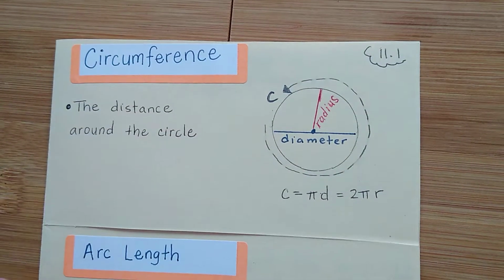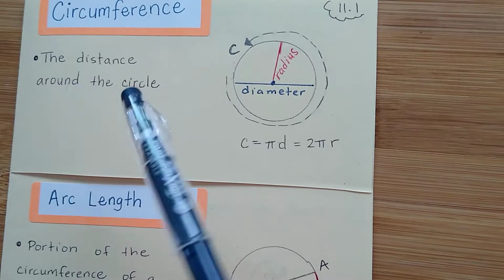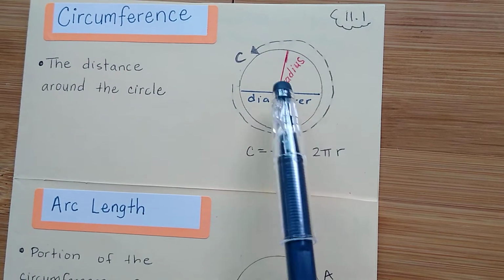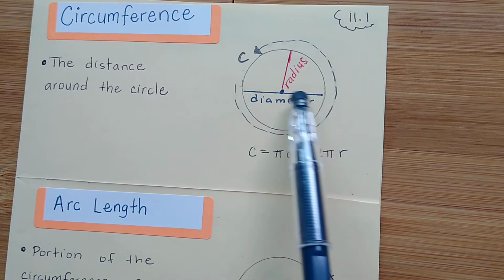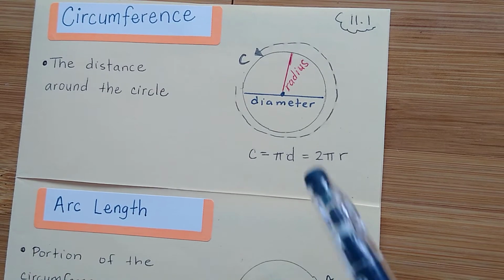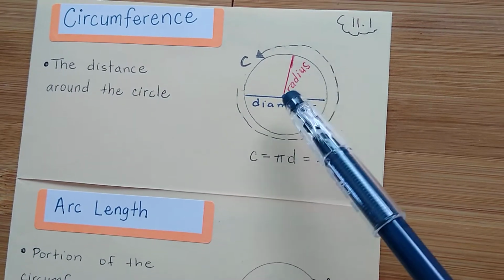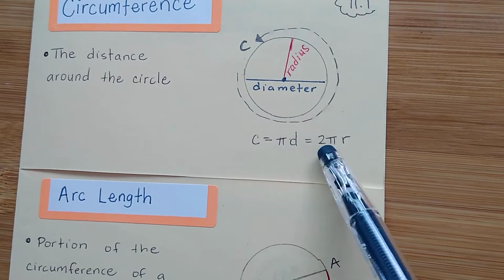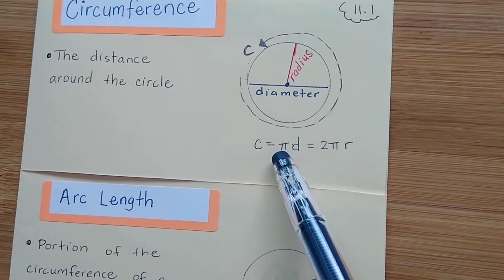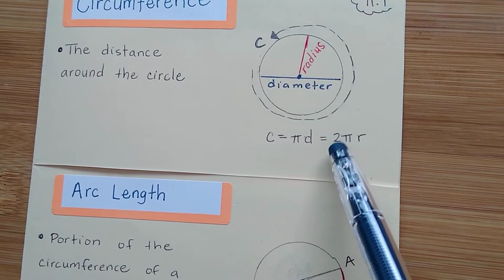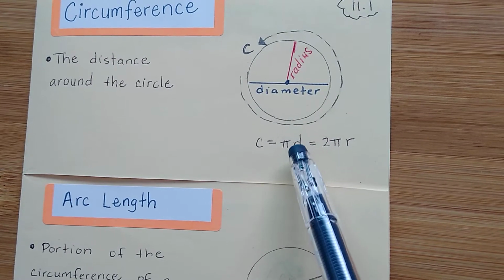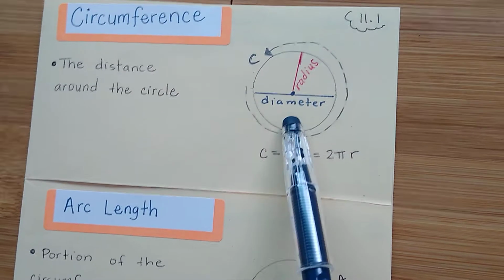Okay, so the very first one that we're going to be working with is the circumference, and the circumference is the distance around the circle. So here I have a circle, and I have the center of the circle. This is the diameter, which is twice as long as the radius. We've covered all of this terminology, so we should be familiar with these. There are two ways to find the circumference. We can either multiply pi times d, or we can multiply 2 times pi times r, because we know that the radius is half of the diameter.